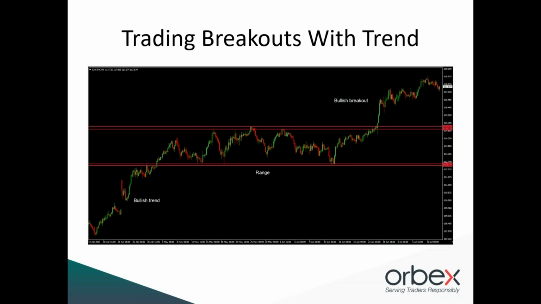Now, in terms of how we set stops and targets, the traditional approach is to place our stop on the other side of the range and aim for a minimum target of 2 times our risk. Okay, so where we're looking to buy as price breaks out above the range, we put our stop below the low of the range, and then we look to target 2 times our risk.